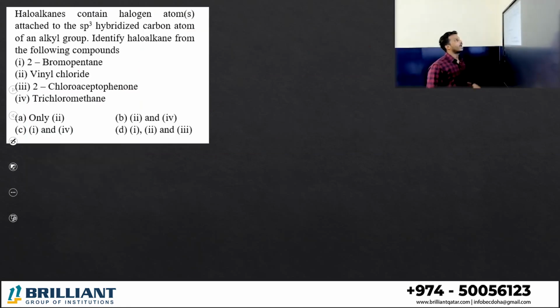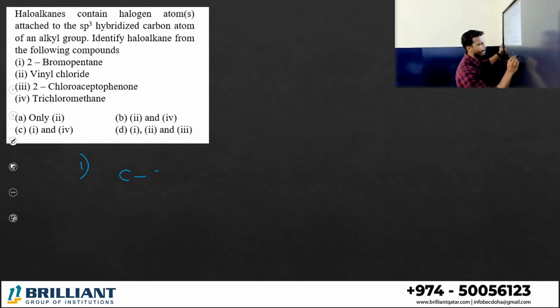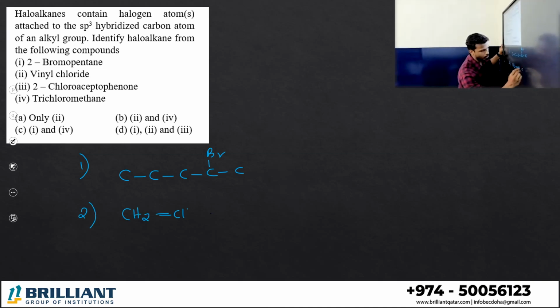Haloalkanes contain a halogen atom attached to an sp3 hybridized carbon atom of an alkyl group. Identify the haloalkane from the following compounds. First compound, 2-bromopentane. Second one, vinyl chloride.